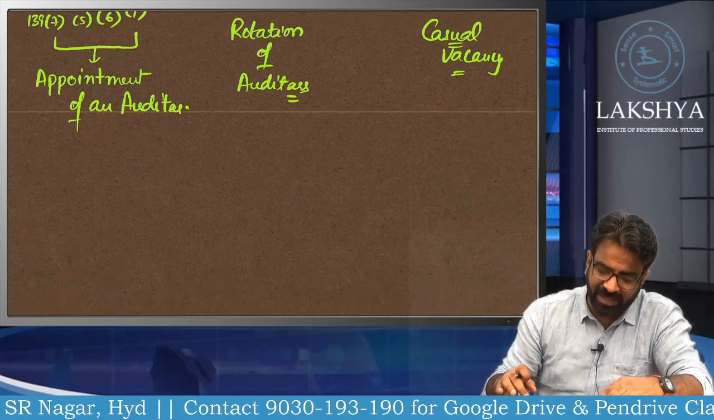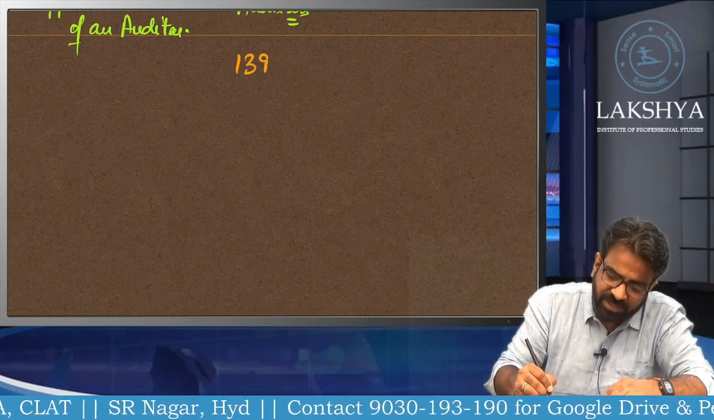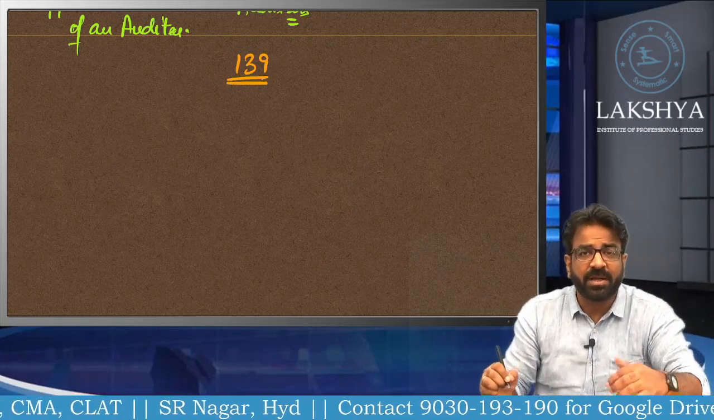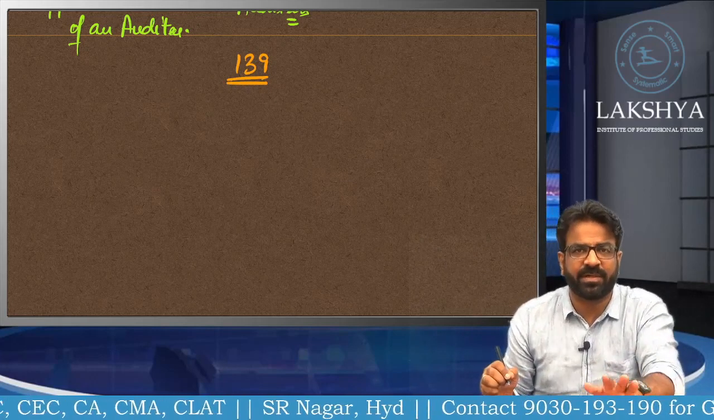Now let us understand the first section. What is the first section? The first section is section number 139. Sir, how to do this section? Let me tell you one thing. You have to start falling in love with this subject. Are you getting the point?